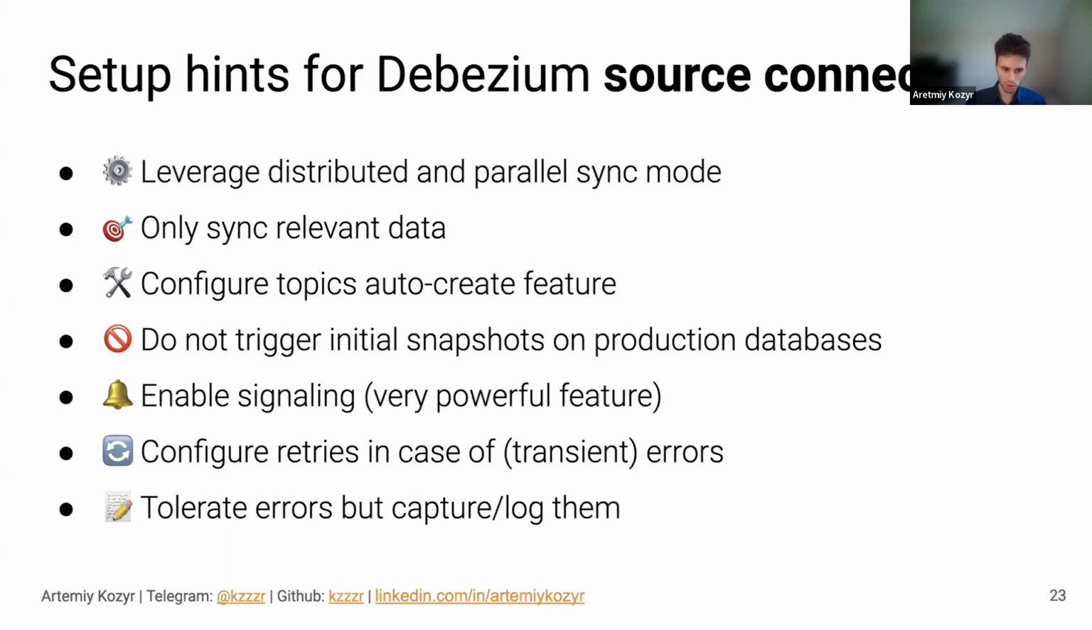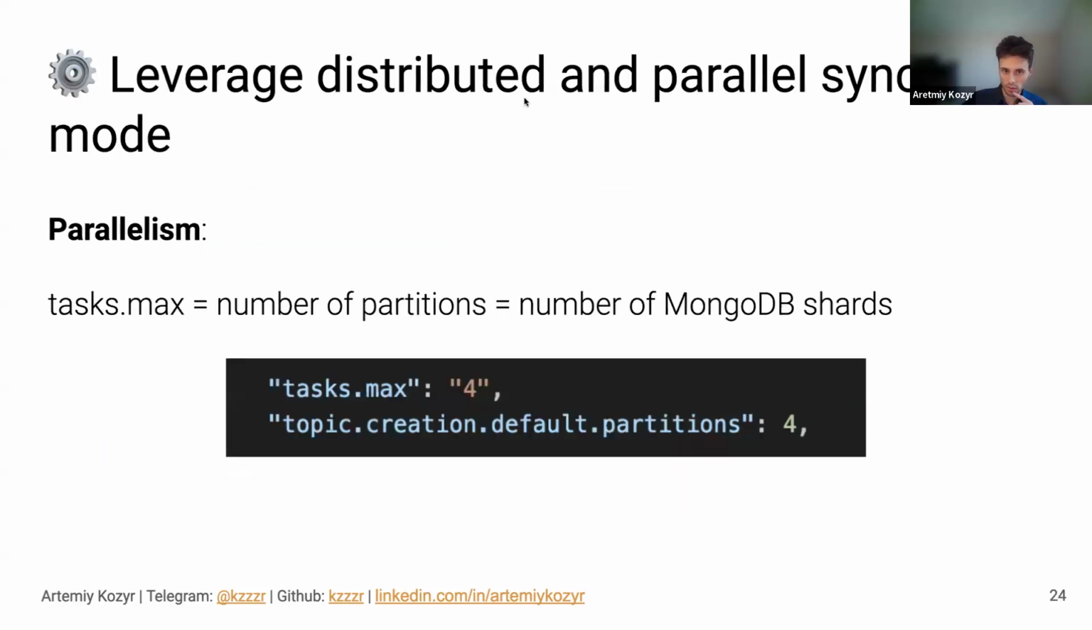Then I would suggest you configure retries, because errors like network error or connection not available are common, and retries give you fault tolerance in case transient errors occur. So you would still go on if something glitches for a minute and then goes back. And then I would say error logging is a mandatory thing. So you would want to tolerate errors. You'd want to go on with your replication, but you would capture the errors, analyze them and take action. Right. So let's get some more details.